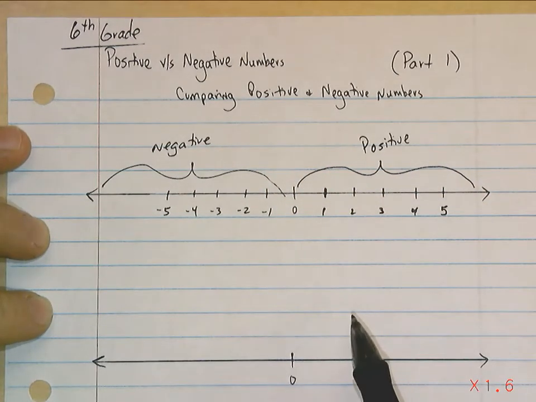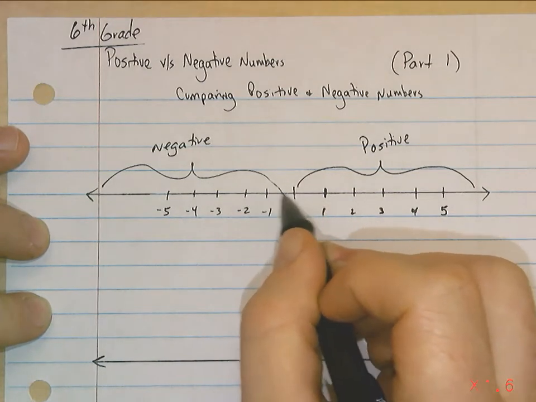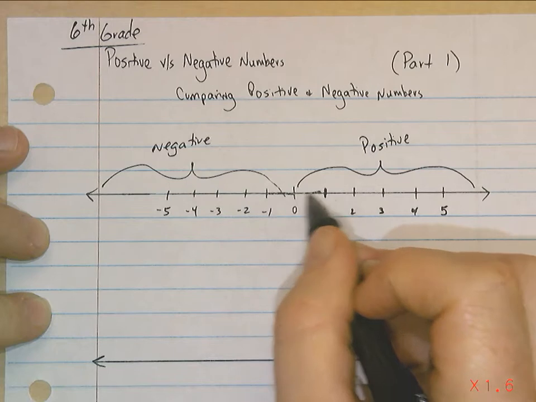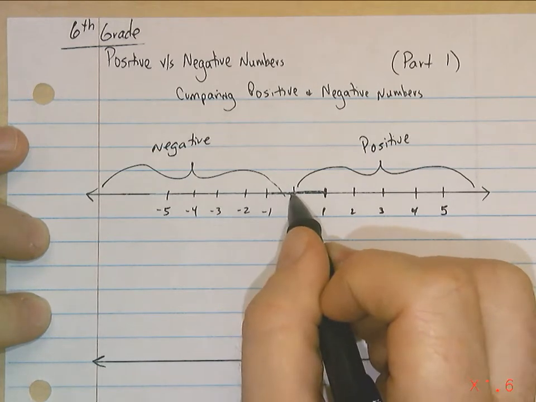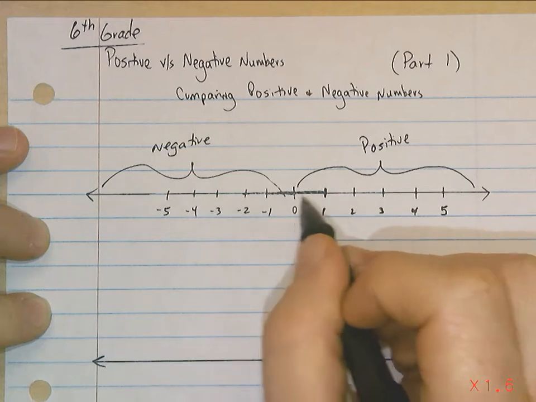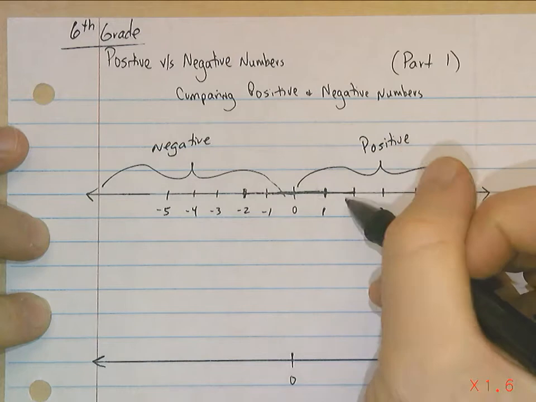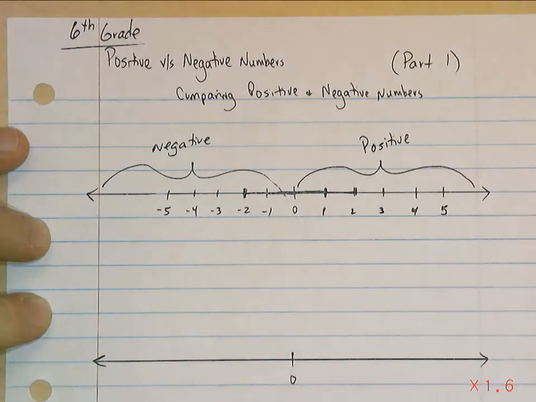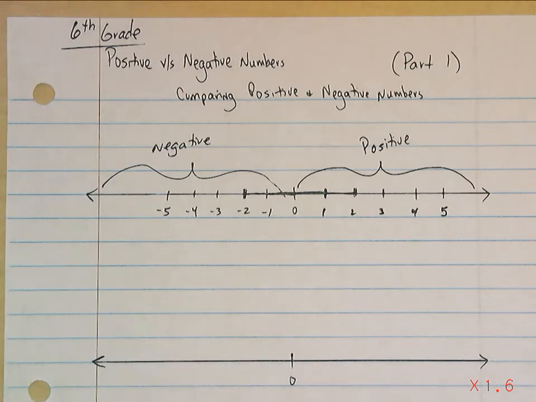But the key is they should be the same distance, and you can tell my handiwork's not too perfect, but the distance here should be the same here. Distance from 0 to negative 2 should be the same as the distance from 0 to positive 2. So those distances should be the same, okay? And we'll talk about that in the next few minutes in part 3 about absolute value.